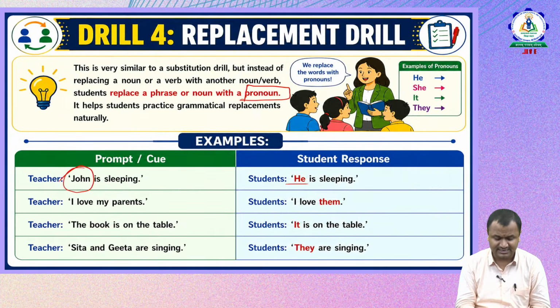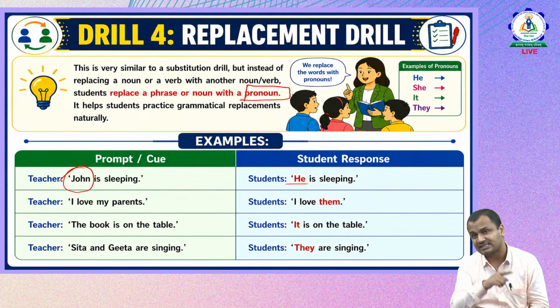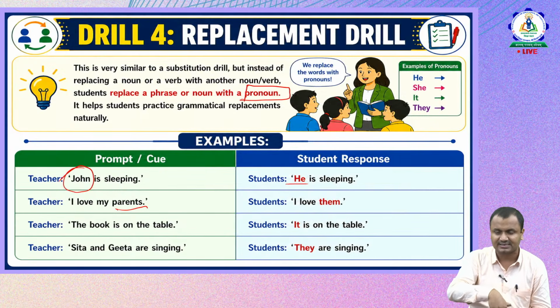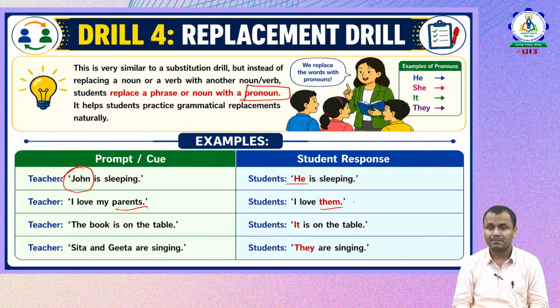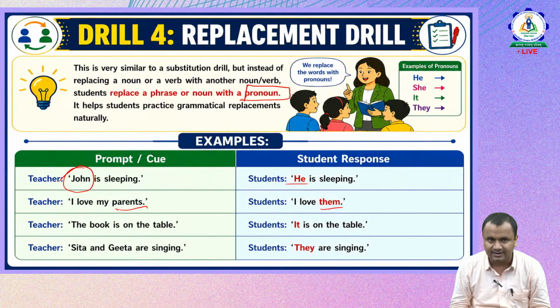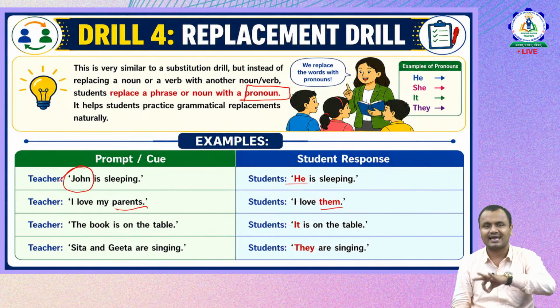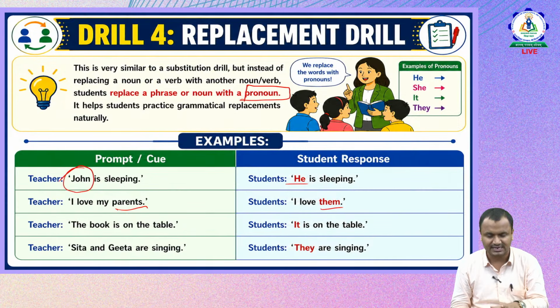Another example: I love my parents. Now what students are expected to do in the replacement drill is replace parents with the pronoun which can replace parents, and that pronoun is them: I love them. So in the replacement drill, the part of the sentence is replaced with the correct pronoun that can replace that particular part of the sentence or particular noun.